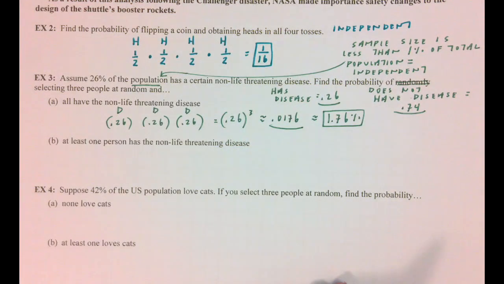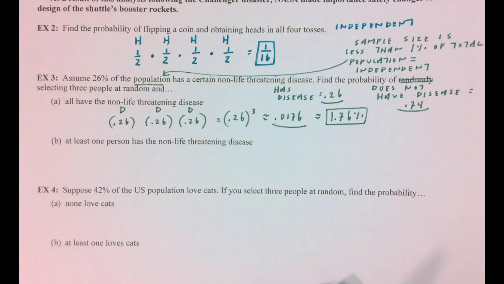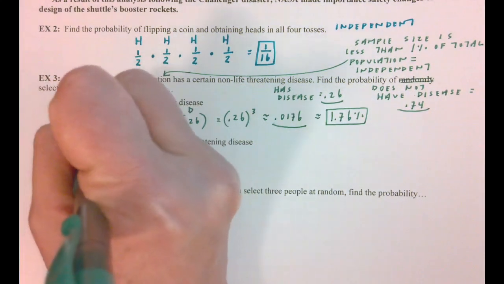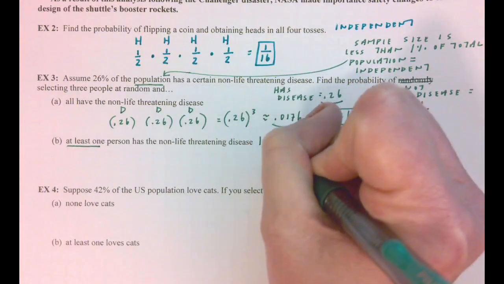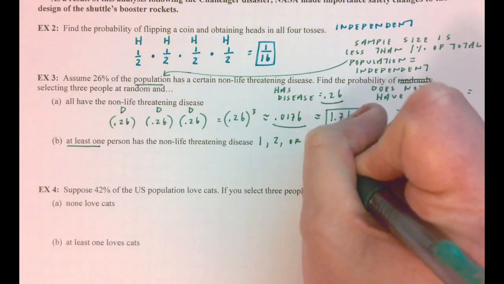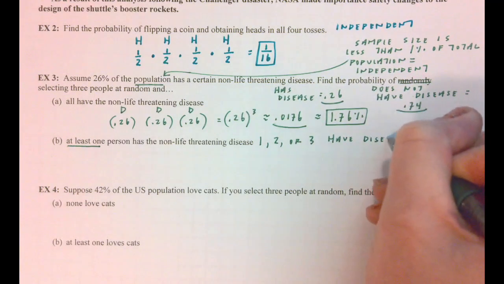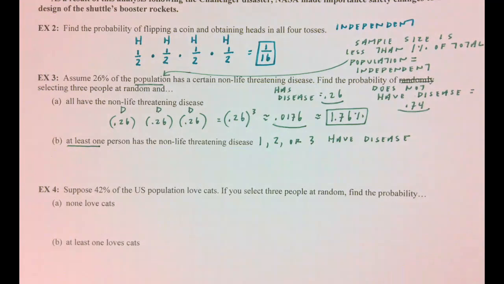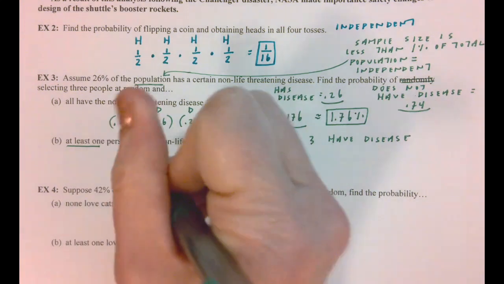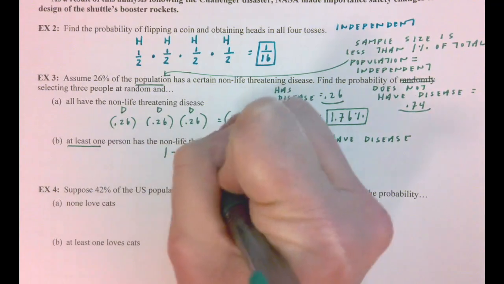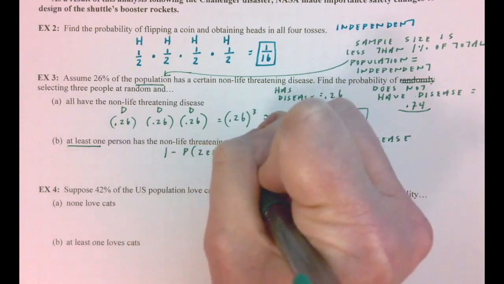Okay. How about if I say at least one person has the non-life-threatening disease? So here, that would be saying that it could be 1, 2, or all 3 have disease. All right, so it might be easier to go through the complement, which is 1 minus the probability that 0 have the disease.